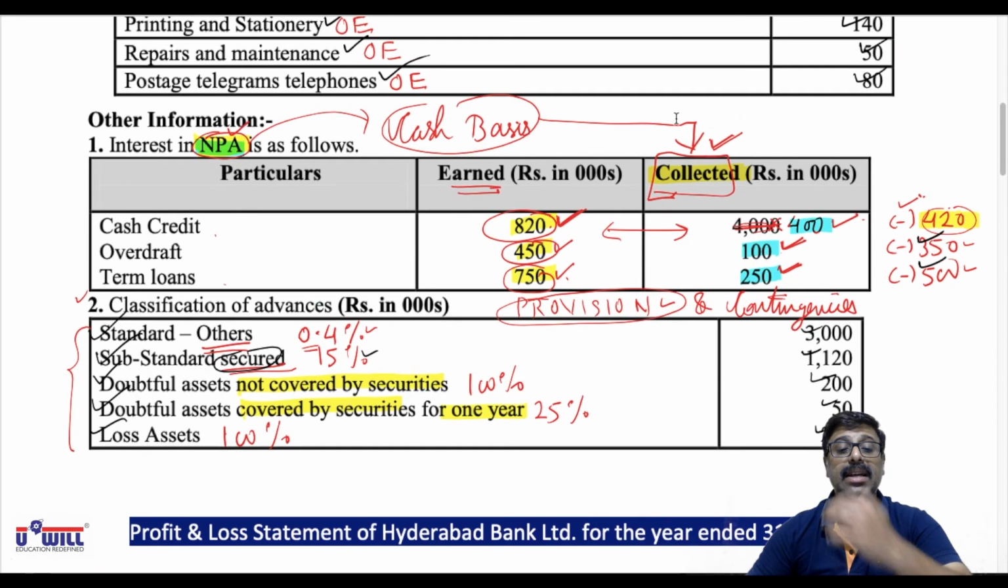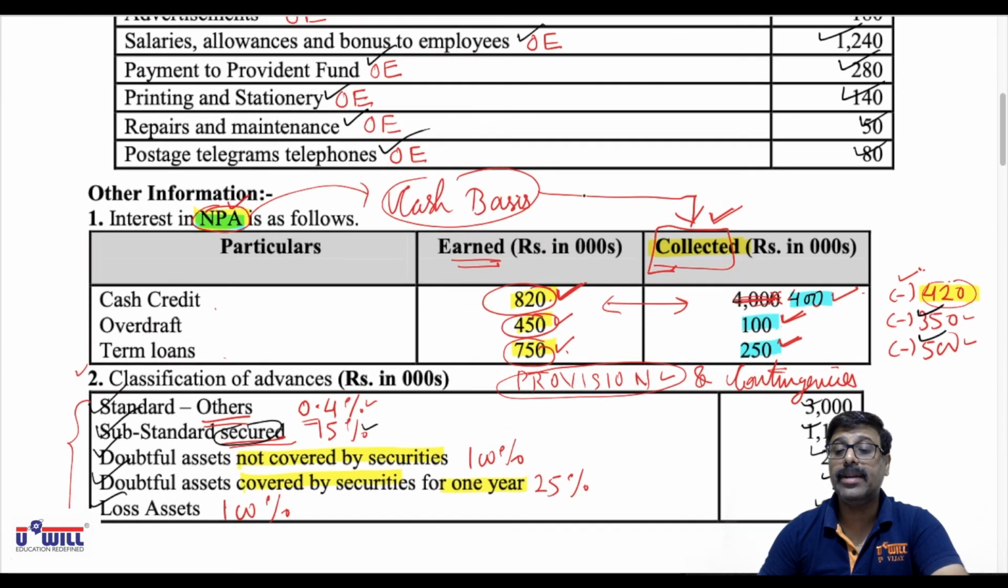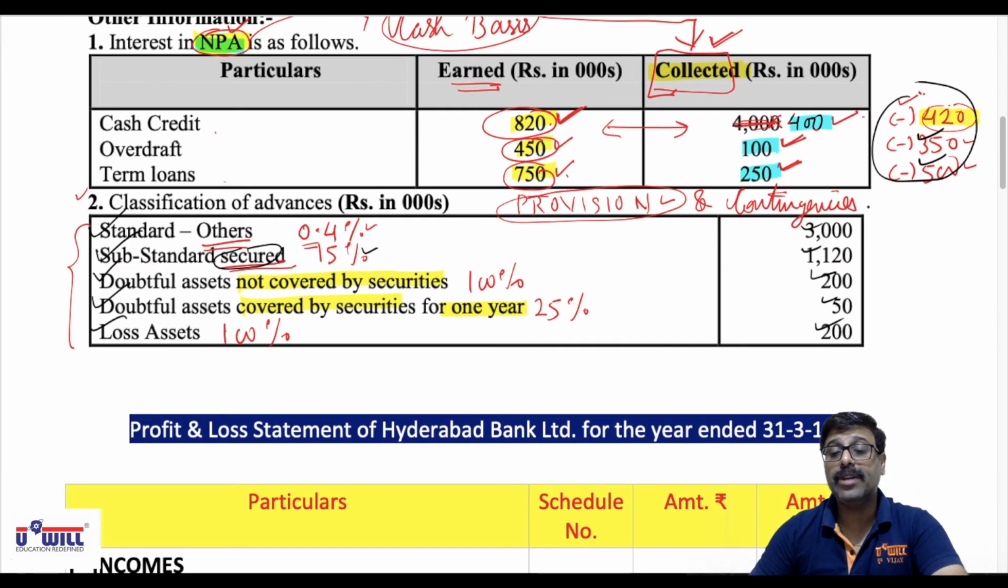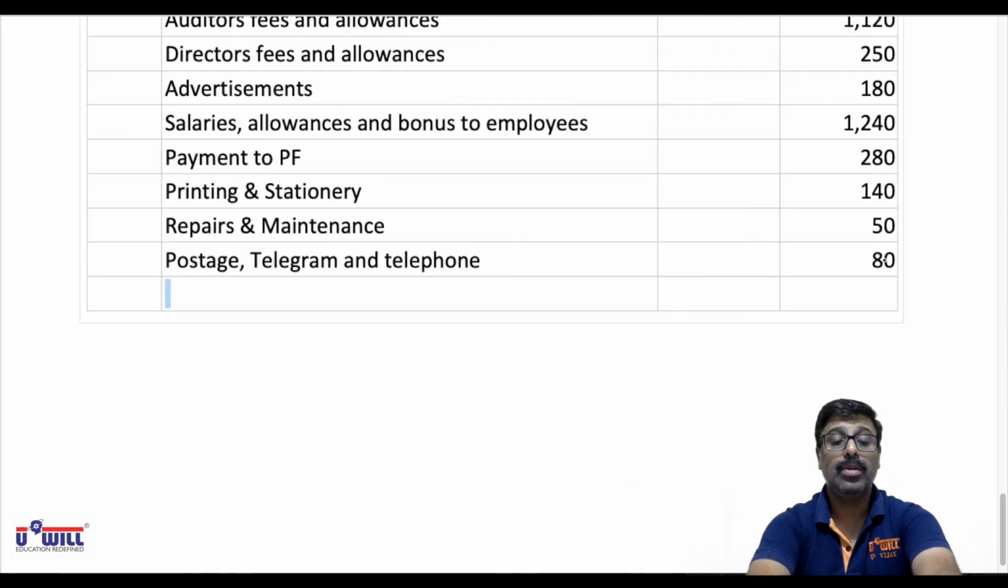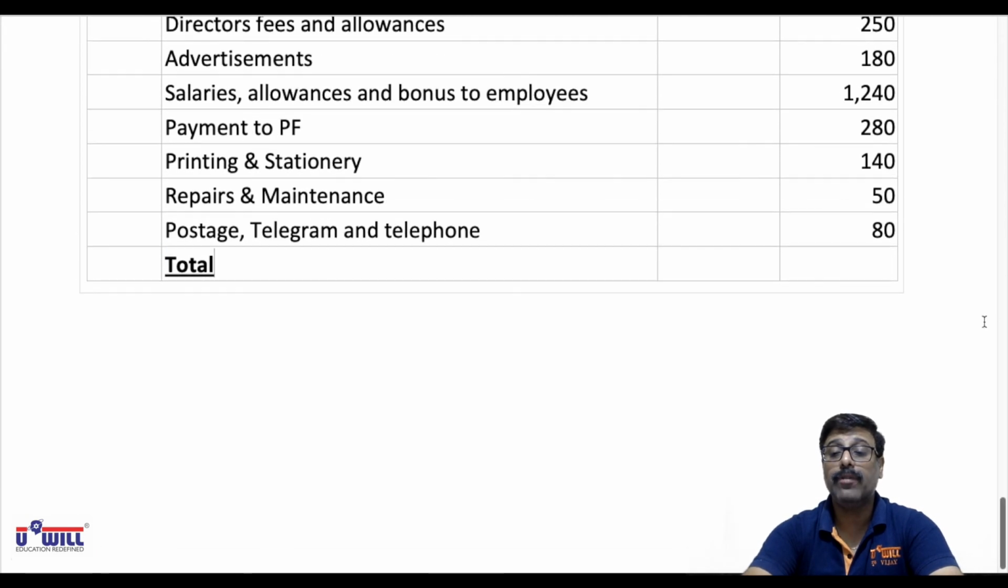So all the items are covered. Adjustment 1 is also covered in interest incomes. Adjustment 2 we have to show directly in the P&L statement under provisions and contingencies. It does not come in any schedule. Okay, it does not appear under any schedule. So the total of operating expenses will be done. Okay, all of you do it.